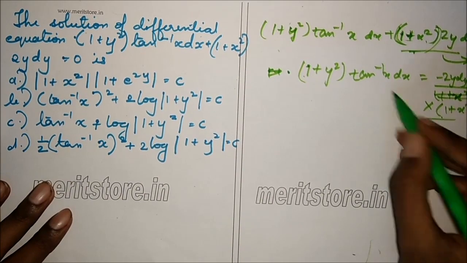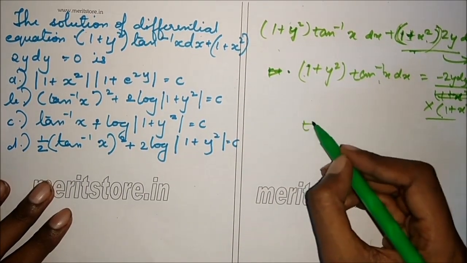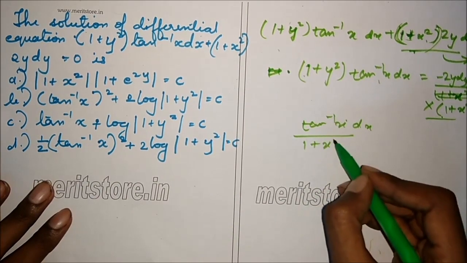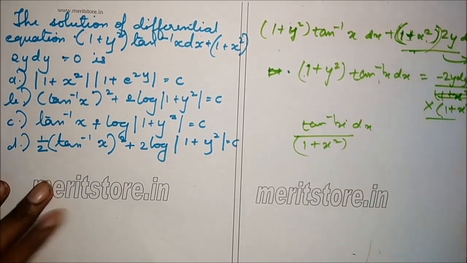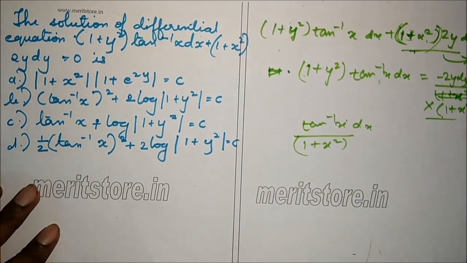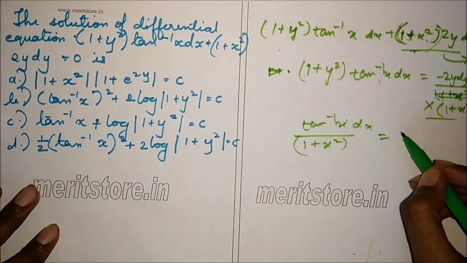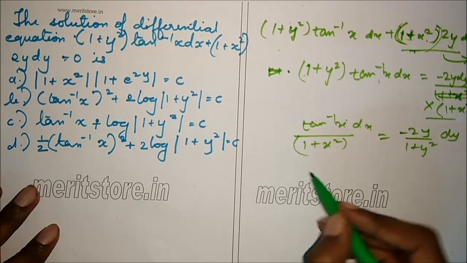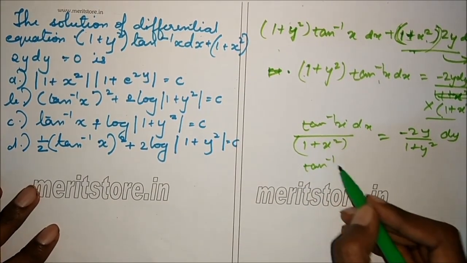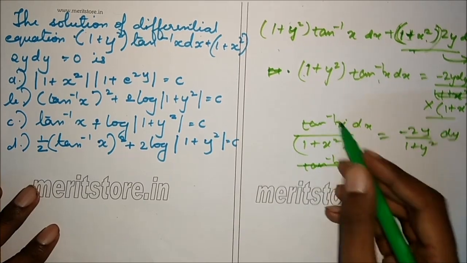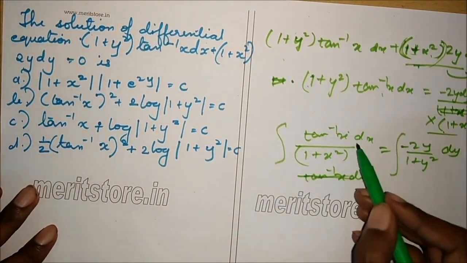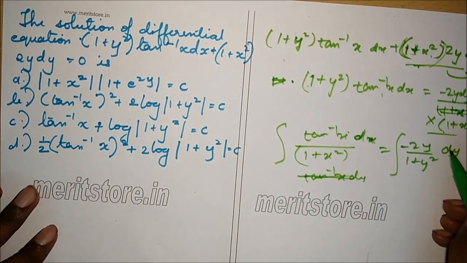So bringing this term to LHS, we'll get tan inverse of x dx divided by 1 plus x square. What we are basically doing is putting x terms on one side and y terms on other side, and this will be equal to minus 2y by 1 plus y square dy. Now we integrate this with respect to x and with respect to y.